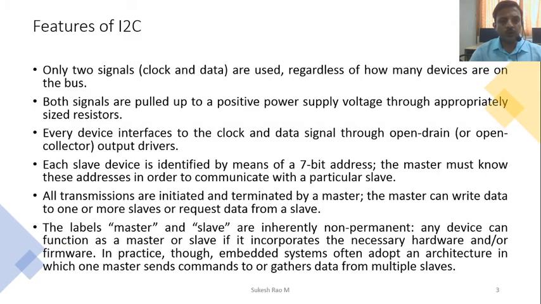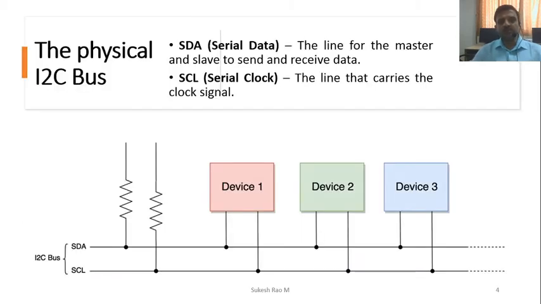Another thing is, all the transmissions are initiated and terminated at the master. The master is the main device which takes control over all the slaves. Two slaves cannot communicate with each other. The communication has to be through the master. That's one thing. And the next thing is the physical bus.